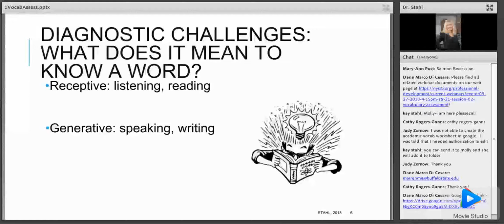Also, another challenge is that we may know a word in listening and reading that we would not be comfortable saying in front of our colleagues or writing. Or we might be comfortable writing the word, we've read it a lot, we know the word, but we're not very comfortable with the pronunciation, and so we would not be comfortable speaking that word. And so these are other dimensions when we think about how we assess vocabulary: are we incorporating assessments of breadth and depth, and are we incorporating assessments throughout the unit that address listening, reading, speaking, and writing?